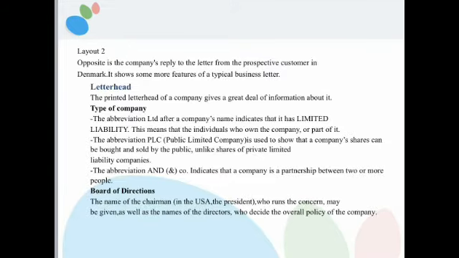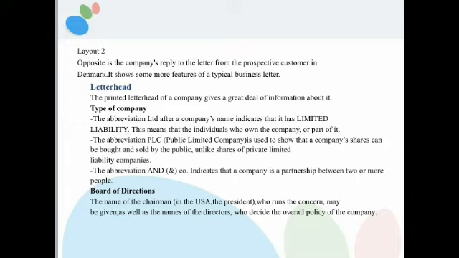Layout 2. Opposite is the company reply to the letter from the prospective customer in Denmark. It shows some more features of a typical business letter. Letterhead. The printed letterhead of a company gives a great deal of information about it.